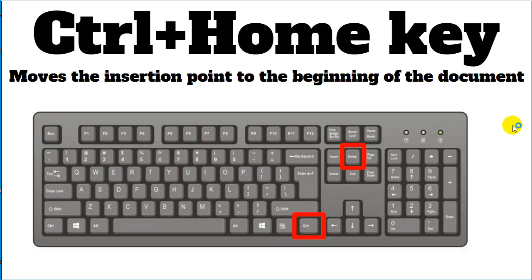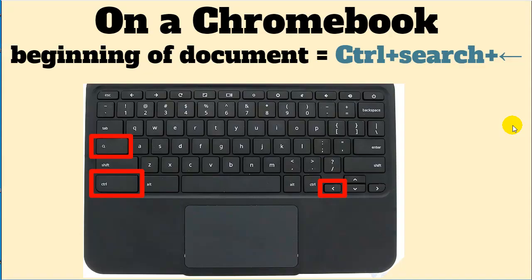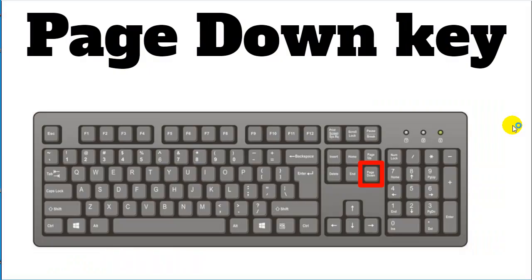Control Home is a key combination that moves to the beginning of the document. It'll move to the top of page 1. On a Chromebook, the beginning of the document is Control, Search, left arrow. It'll move to the top of page 1 no matter where you are.